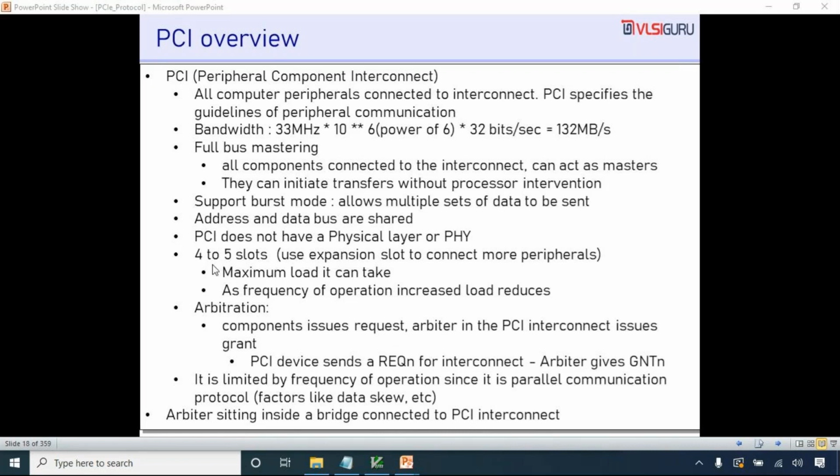So that concept is applicable only when you have multiple SSDs. Multiple.